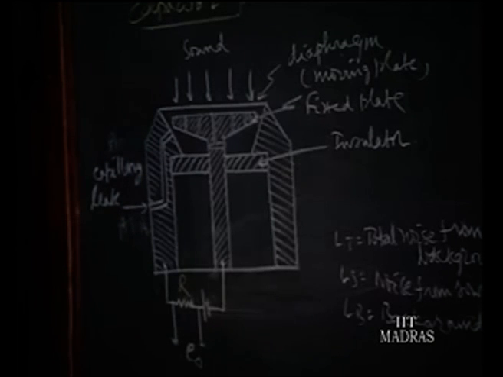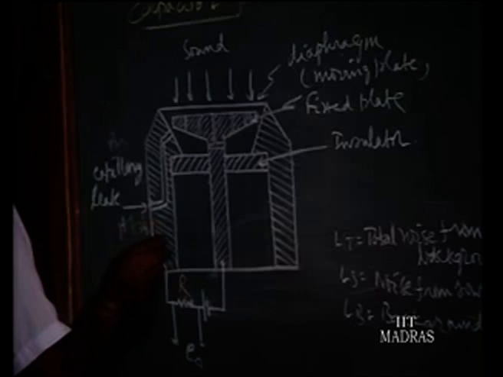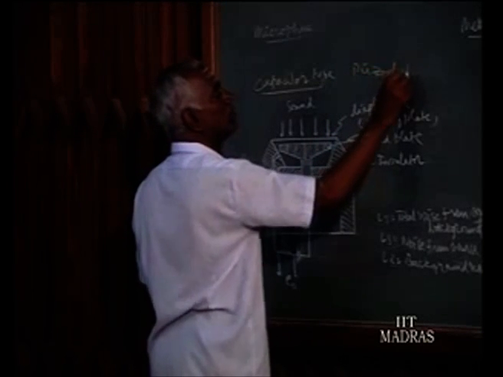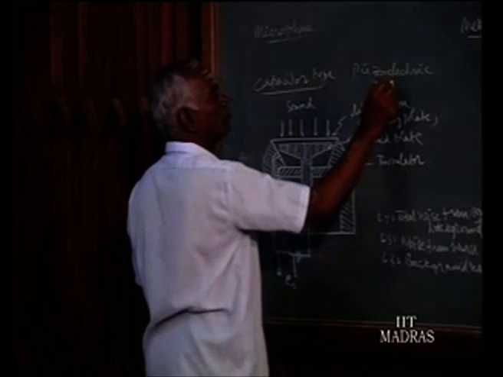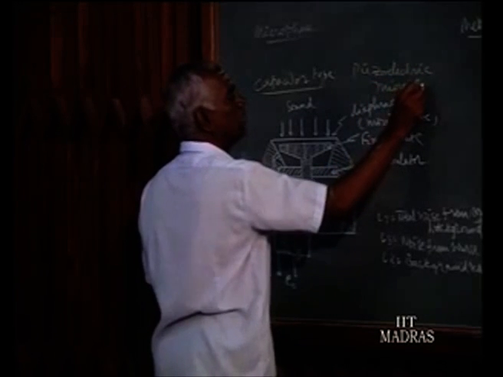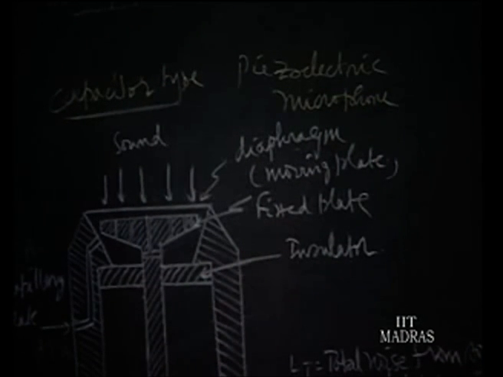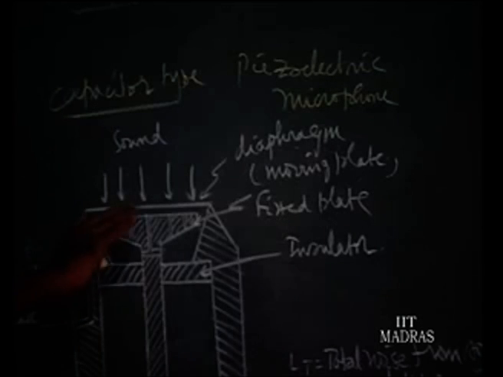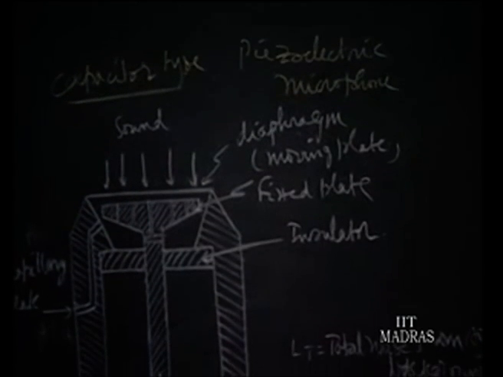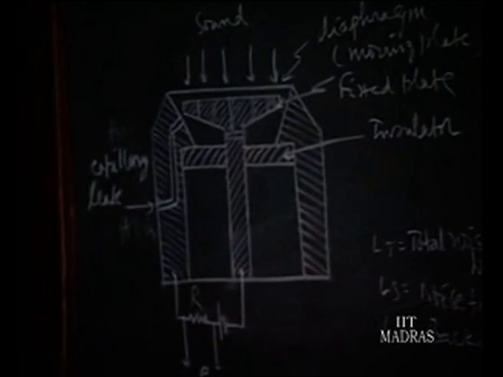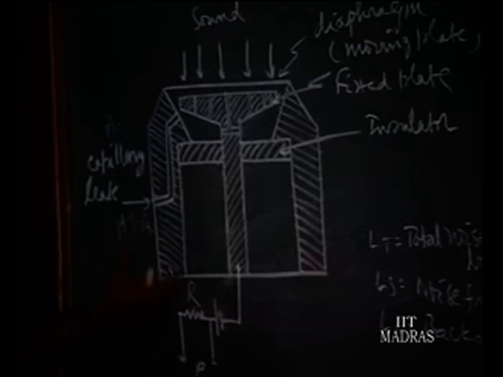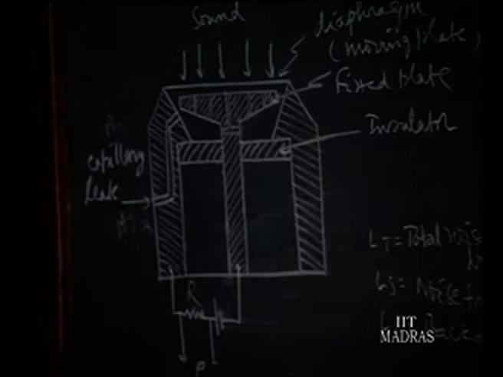Another one is the piezoelectric type microphone. There, a piezoelectric crystal, for example quartz, is just put below the diaphragm. Whenever the pressure is varying, the quartz crystal is compressed, and then you will find a charge is produced. That charge is amplified in a charge amplifier. Then you have the voltage output. That will be varying the same way as the pressure variations. That also is available in the market.